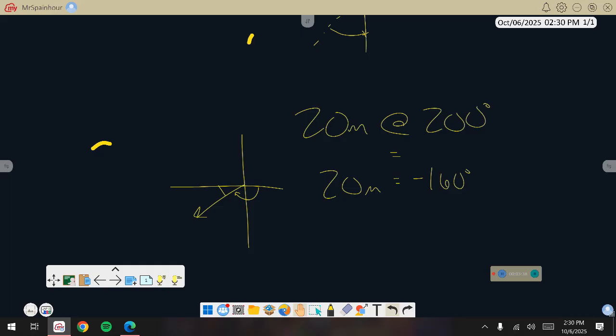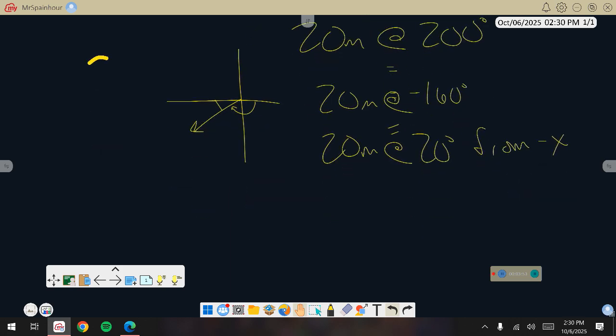I could also say 20 meters at, like we said a second ago, 20 degrees from the negative x-axis. That's the same thing. I could also say -20 meters from 20 degrees. Because 20 degrees over there would be positive, so negative flips it, so it goes the exact same way. Those would be the 3 vectors, or something like it.